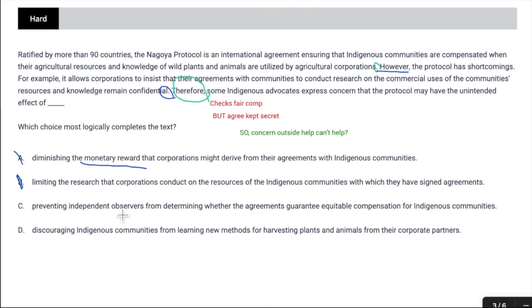C, preventing independent observers, outside help, from determining whether the agreements guarantee equitable compensation. Basically the fairness that I was talking about. So C, that is 100% my prediction. And honestly, I would stop because that is exactly what I was wanting. If you wanted to be safe, you could go ahead and eliminate D as well. But again, choice D just doesn't match with this prediction at all. So it's definitely not going to be choice D here.